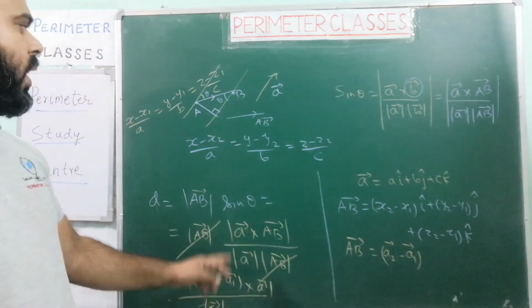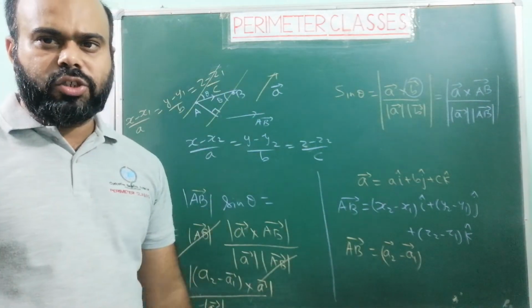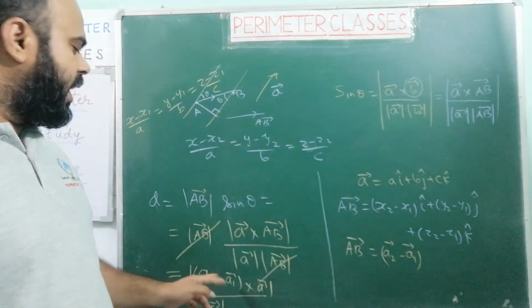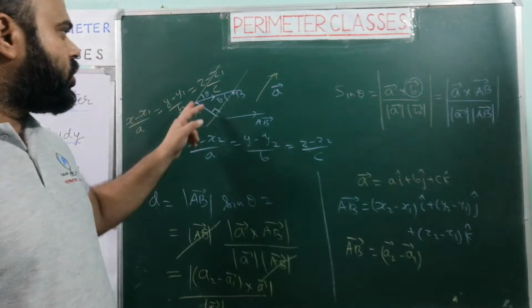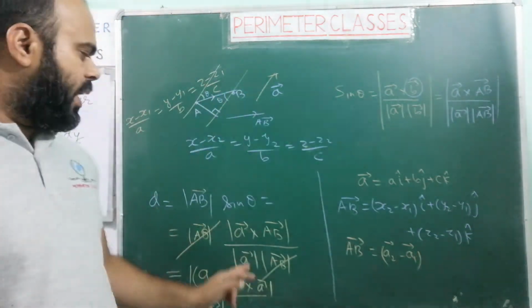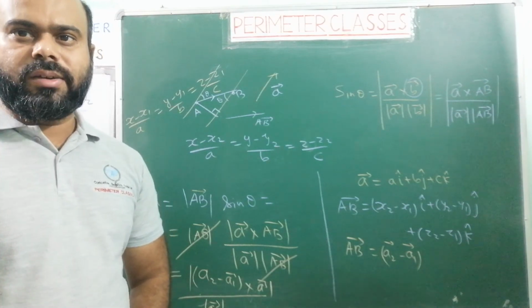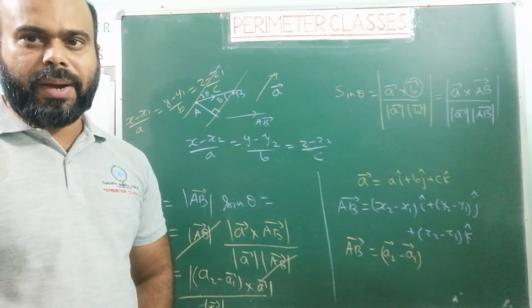And here A2 and A1 are the position vectors of 2 points, and A is the direction ratio vector of the given two lines which are parallel.